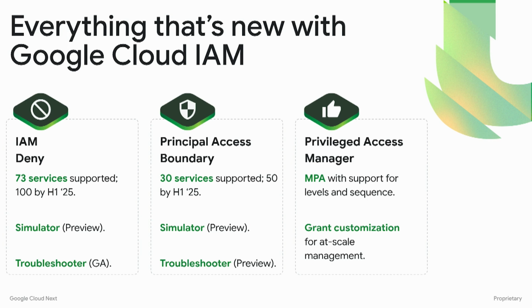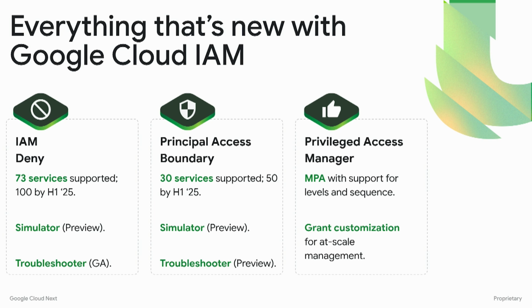Also, with IAM, some additional updates. IAM Deny is now supported by 73 services. This is going to expand to 100 in the next couple of months. Tools that help you reason about deny policies like Simulator and Troubleshooter are also now available. Principal access boundary, my favorite control, is now supported by 30 services. Now, this is going to expand massively this year as well. Also, tooling available.